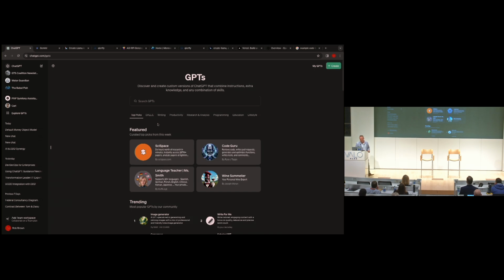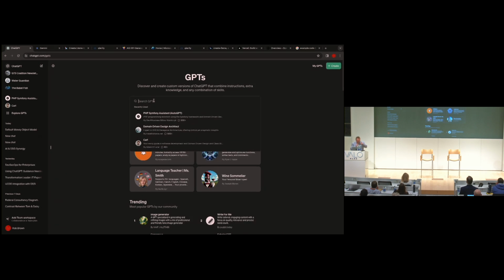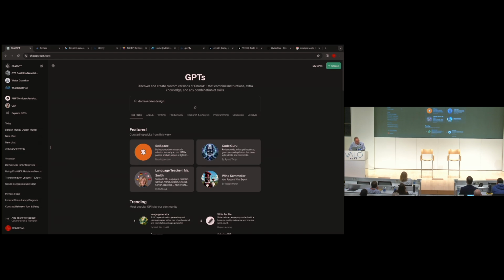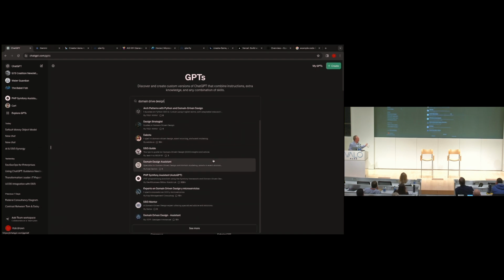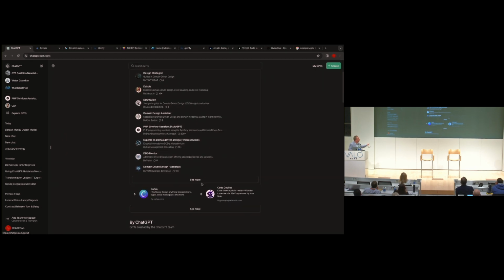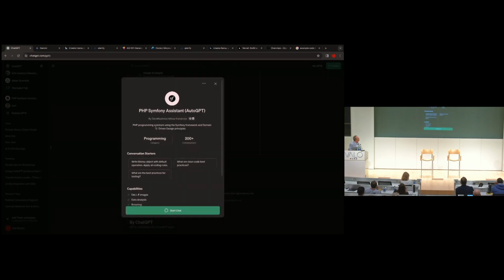But I would like to show you, because we're talking about domain-driven design, these are all the actual GPTs that some group, organization, or individual in this ecosystem, this marketplace, and there's more, have put together for ChatGPT for domain-driven design. Unbelievable.